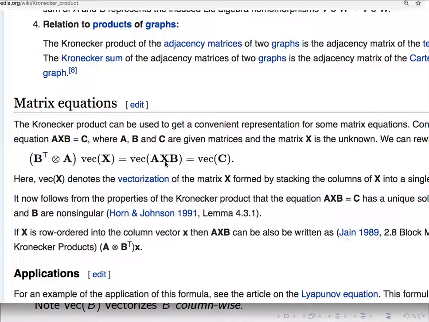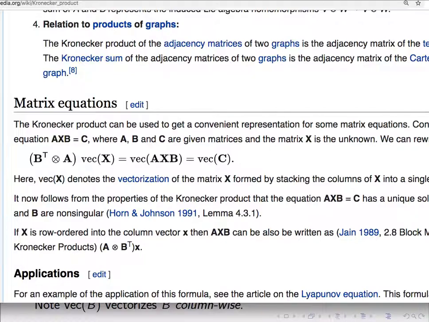Is that you can see here, when you vectorize this matrix, you are able to move this X in the middle to the right side, right? Yes. Okay, so this is a very, very important property. Probably this is the most important property of the Kronecker product. Any questions about the Kronecker product? Okay.